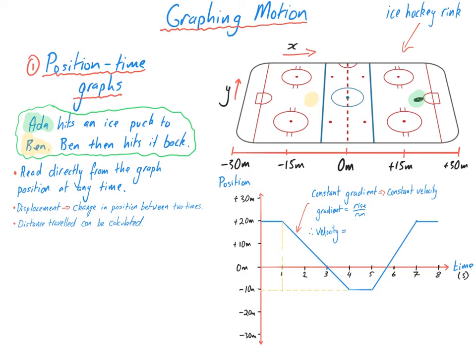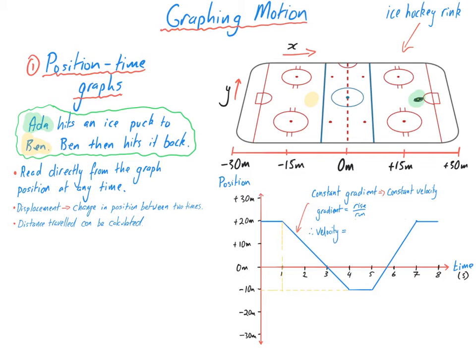So here, when the puck is travelling from Ada to Ben, we can calculate the velocity of the puck. We notice that the gradient in this section is constant, shown by the straight line. This means we have constant velocity from 1 to 4 seconds.